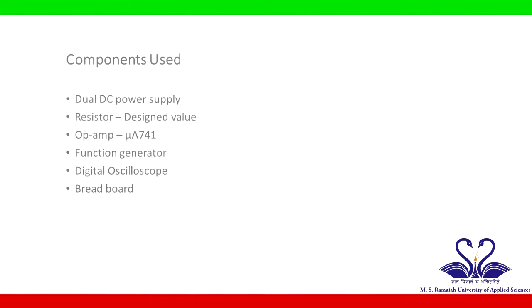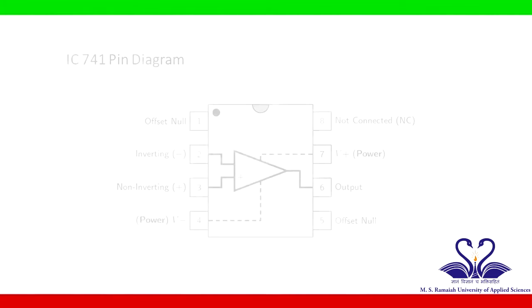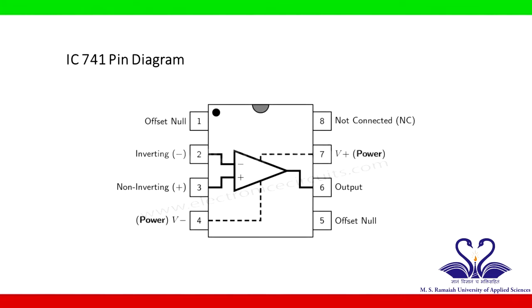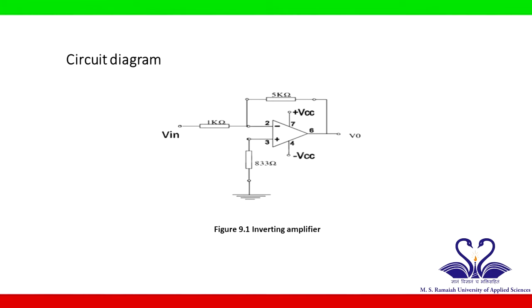To conduct this experiment, we need dual DC power supply, design values of resistors, op-amp μA741, function generator, digital oscilloscope, breadboard and connecting wires. Figure shows the pin diagram of op-amp IC741. Figure shows the circuit diagram of op-amp inverting amplifier. Here, input is applied to the inverting terminal of the op-amp IC.